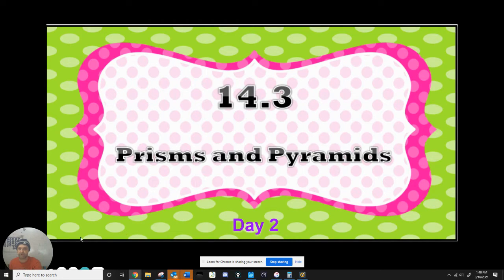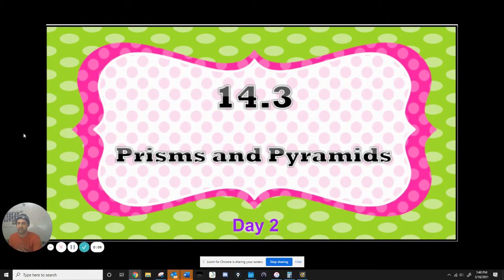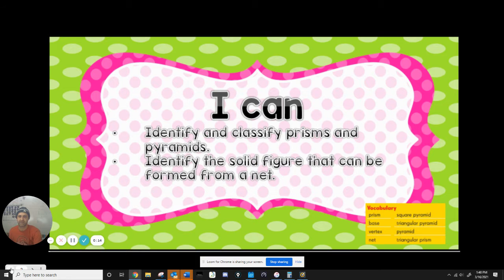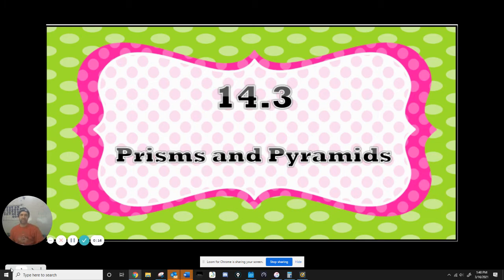We're going to work on chapter 14, lesson 3, prisms and pyramids, though I shouldn't be on day 2, so just bear with me. I'm going to back up a little bit. Kaboom! We're on day 1, 14.3, prisms and pyramids.